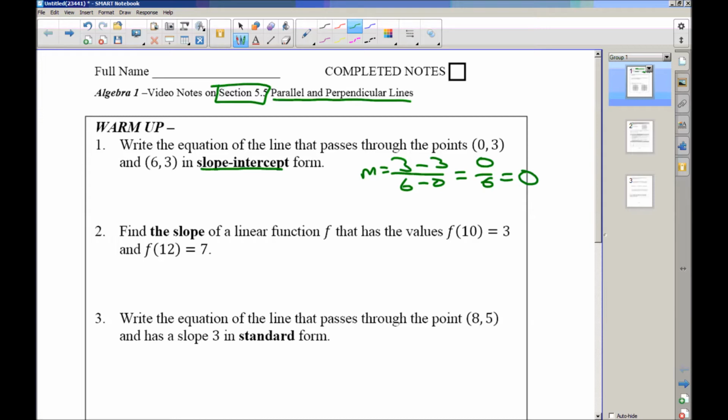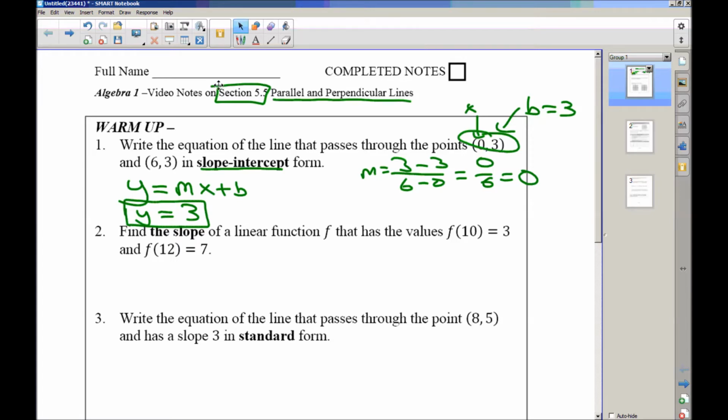So I'm going to write this in slope-intercept form. This is my y-intercept right here. So b is 3, because it's the value of y when x is 0. Okay, so I can write it in slope-intercept form now really quickly. Slope-intercept form is y equals mx plus b. So I have y equals 0 times x, but 0 times x is nothing, and then my b is 3. So this is actually a horizontal line.